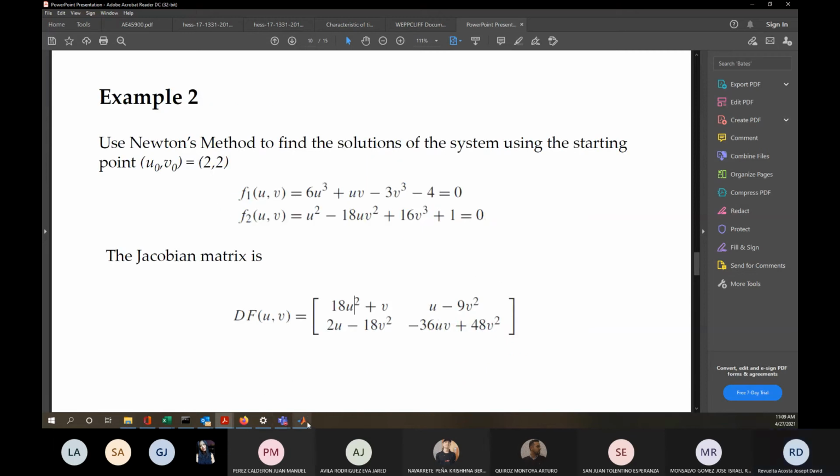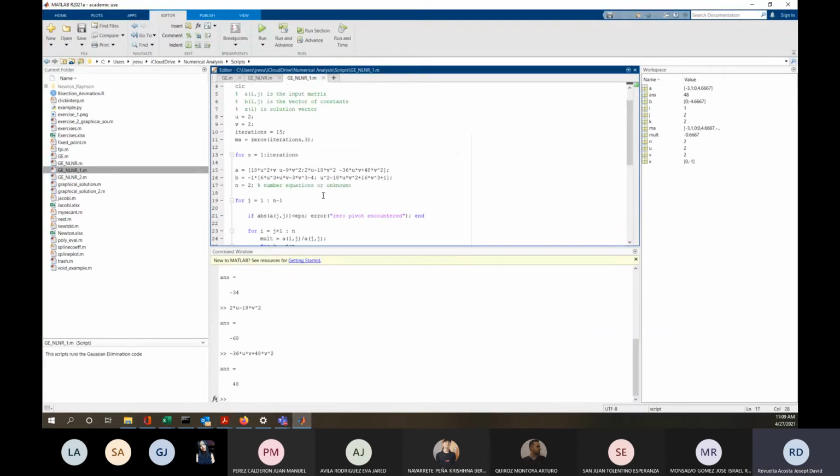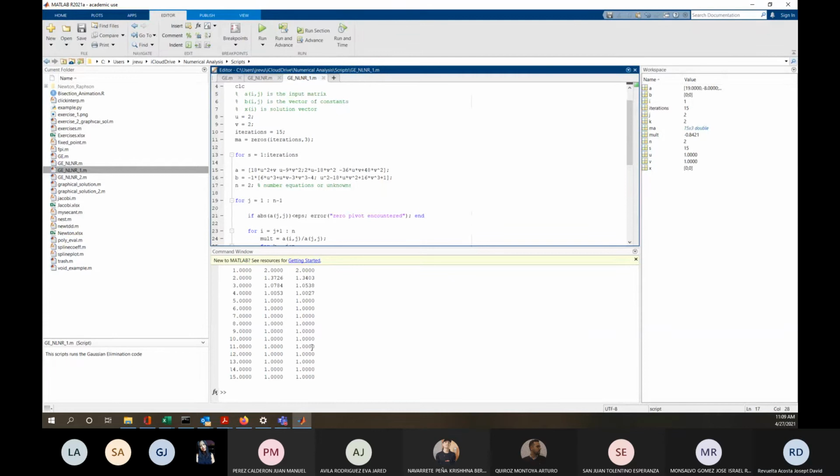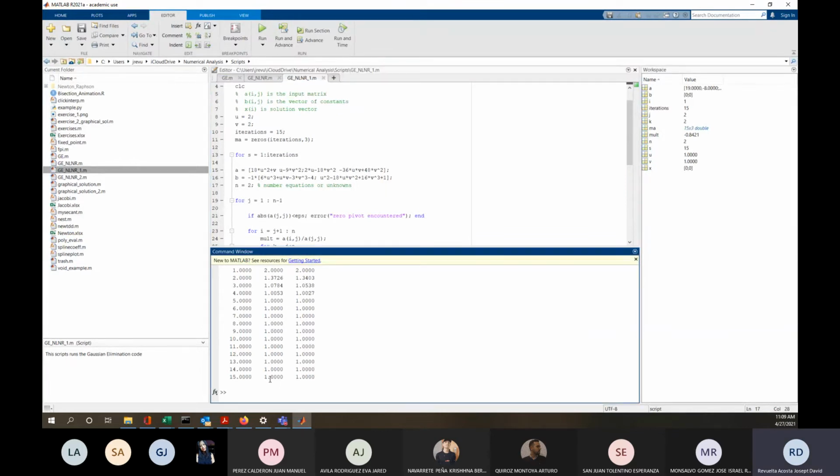Okay, so let's just do it. So we put initial values 2 and 2 and then run. So we start with the values equal to 2, 2, and then we have the convergence equal to 1, 1. After the fifth iteration, it's equal to 1, 1.